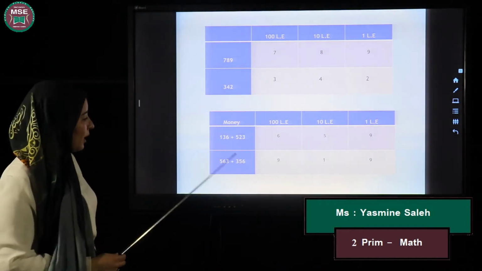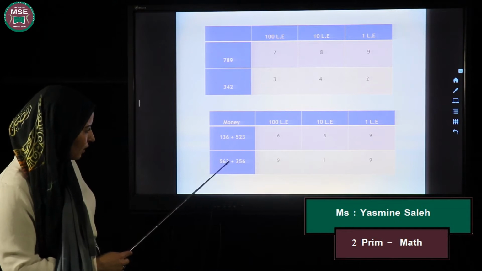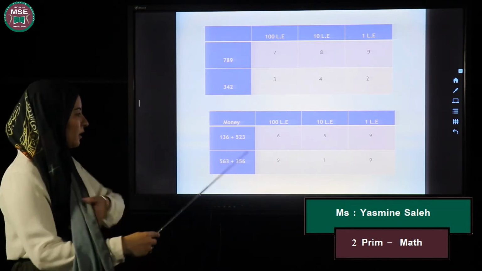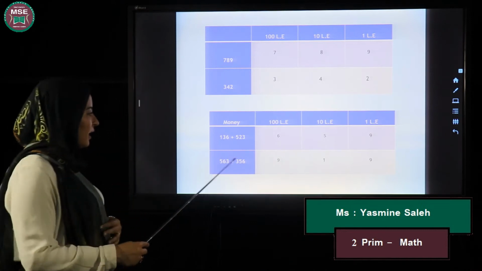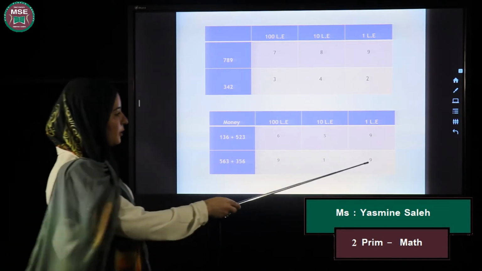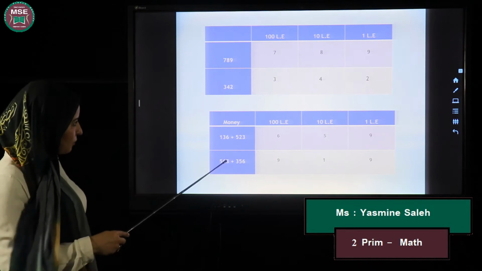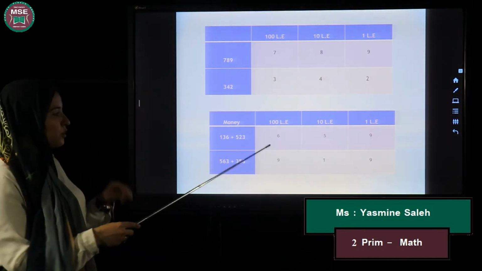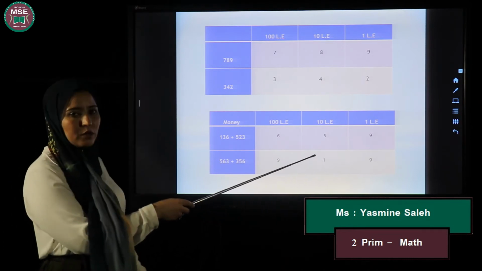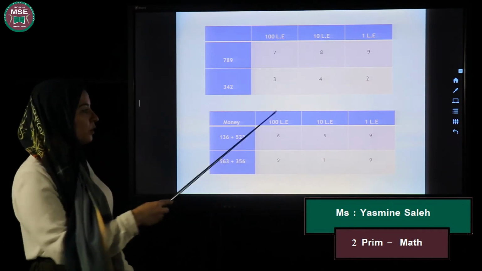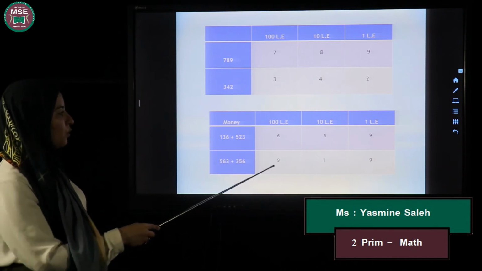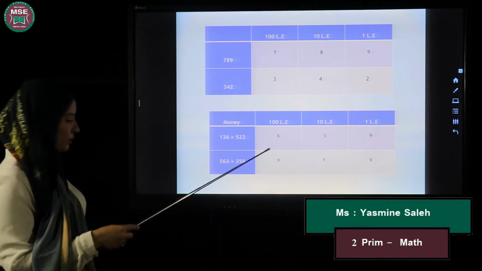Another example, I have 3 digits and 3 digits again. I will start by the unit. I have 3 units and 6 units. They will be 9. Then I have 6 tens and 5 tens. They are 11. I cannot put 2 digits in the same house, so I will write the unit, and the tens will go to the next house. 5 and 3 is 8, and the 1 we take from here, so it will be 9.